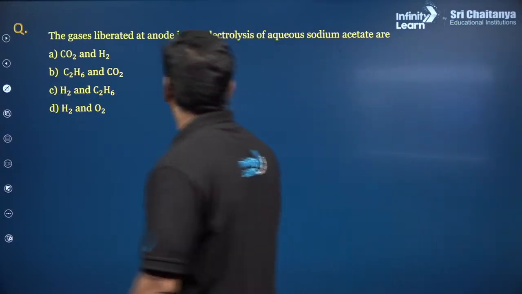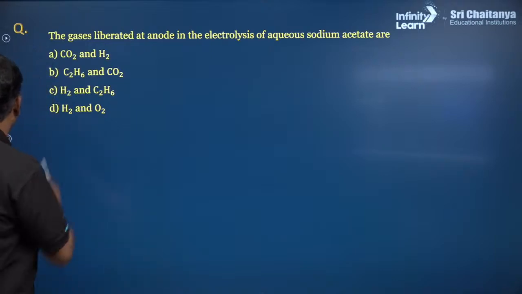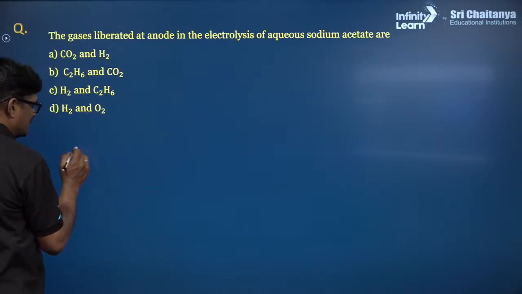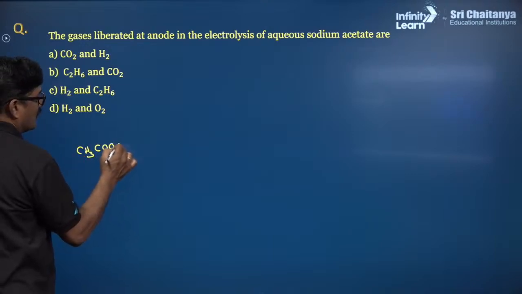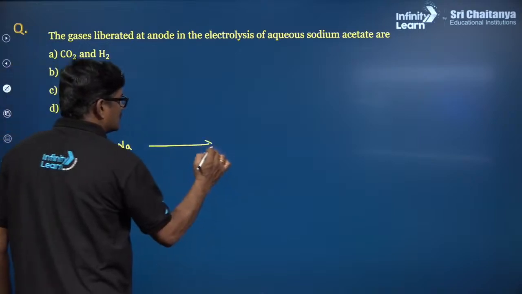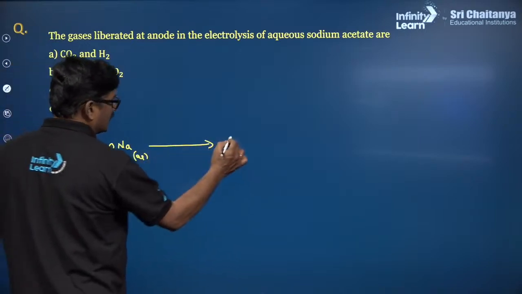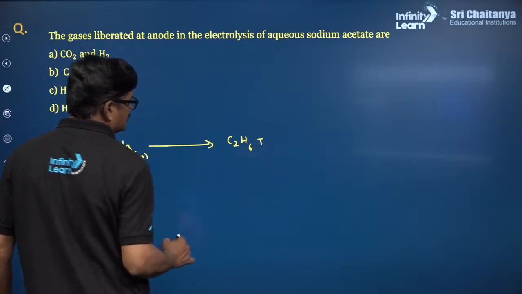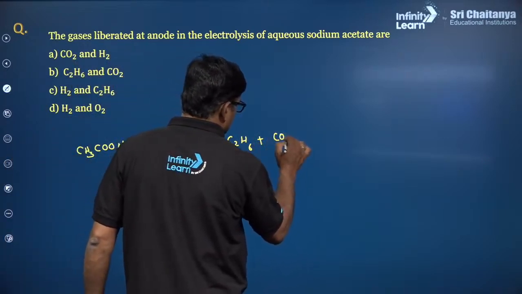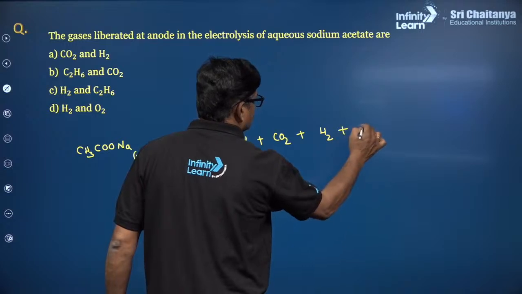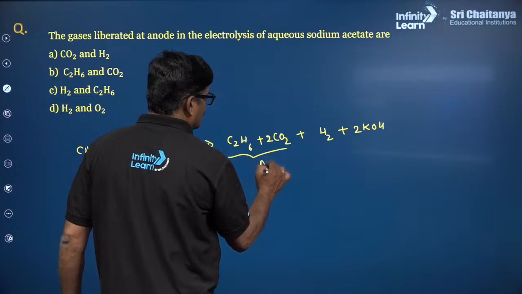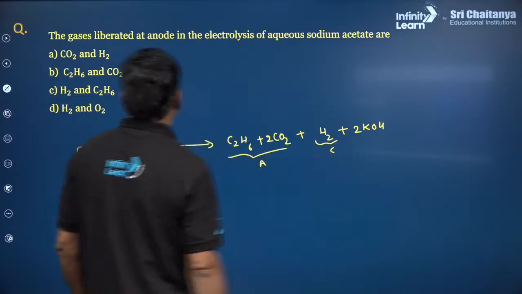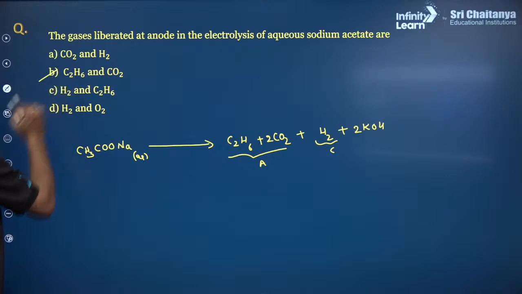The gas liberated at the anode in the electrolysis of sodium acetate. What is sodium acetate? It is CH3COONa. On electrolysis, you are going to get C2H6 at the anode, CO2 at the anode, and H2 at the cathode. So, at the anode I could get C2H6 and CO2. Ajay Singh, correct.